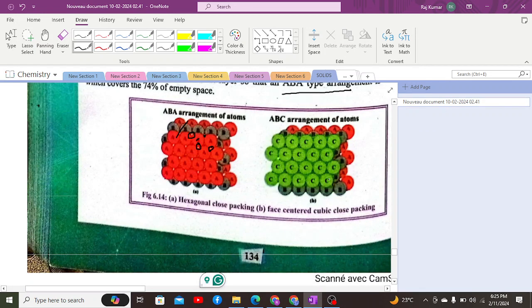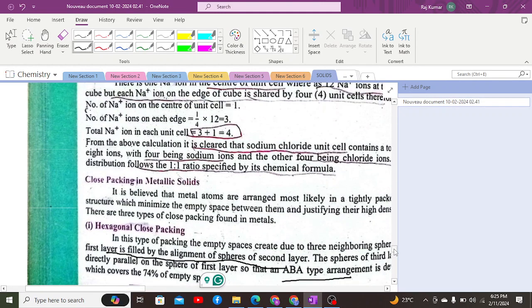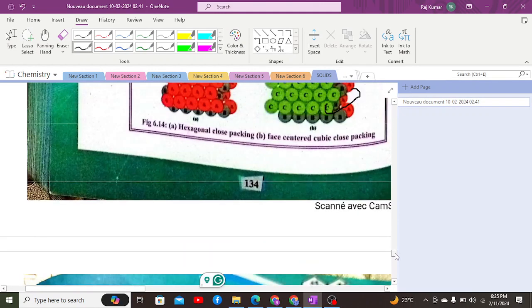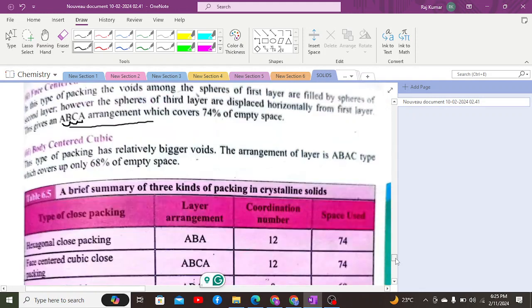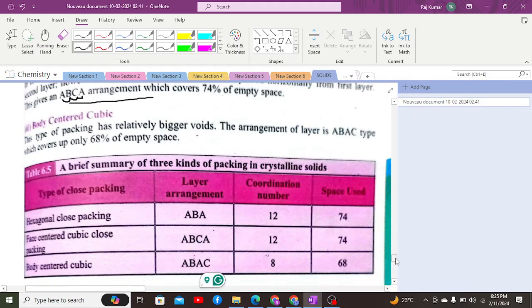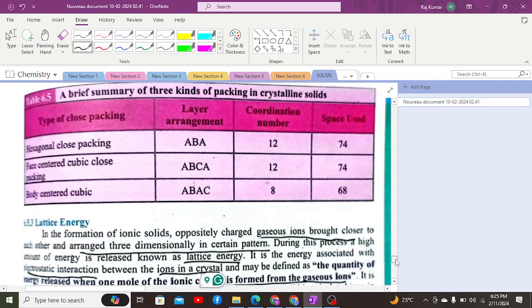Actually, there is a complete derivation on how to find the packing efficiency, but according to our book we are only given this statement. So as you can see, this would be the fourth layer, and it would be horizontally displaced from the first layer. Body centered cubic is the one in which there are relatively bigger voids, such that it covers only 60% of the space, and the arrangement of layers is ABAC type.